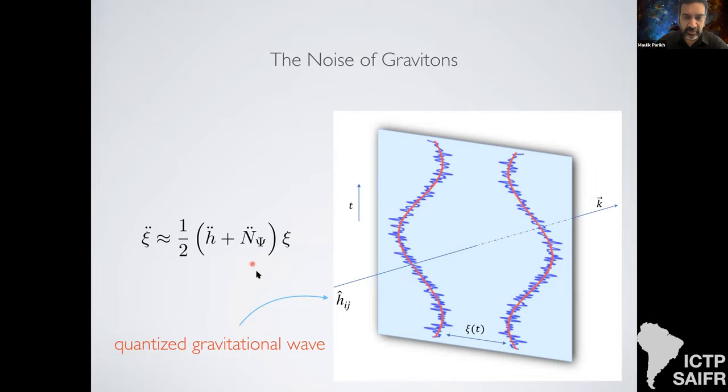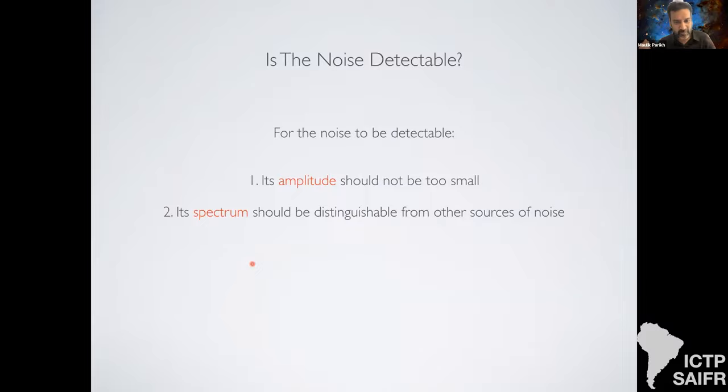For this audience, an important question is: is the noise detectable? Generally, for the noise to be detectable, we need two things. We need the amplitude to be not too small, and we need the spectrum to be distinguishable from other sources of noise. We saw in an earlier talk today that there were many other types of noise, and we need to be able to isolate our noise from that other noise. So this is fundamental quantum gravitational noise.